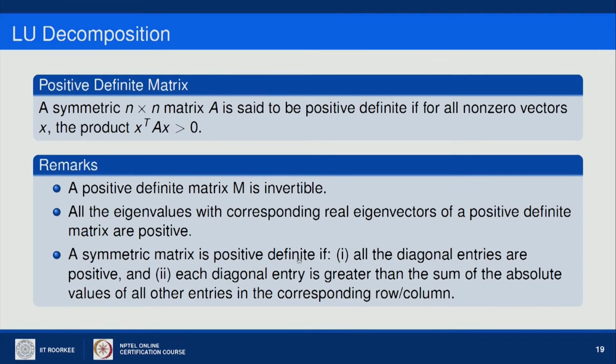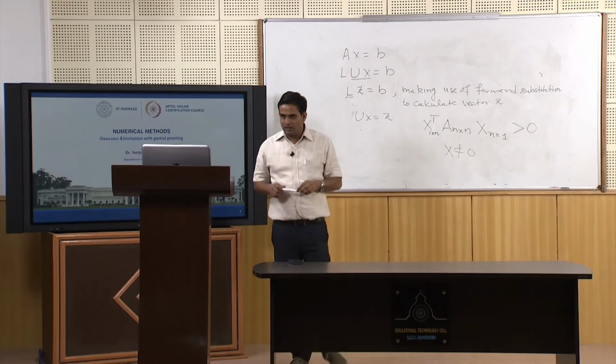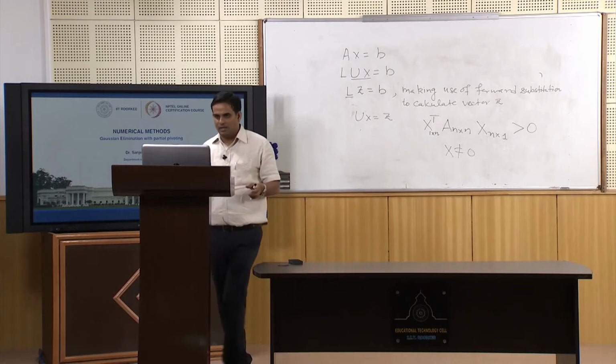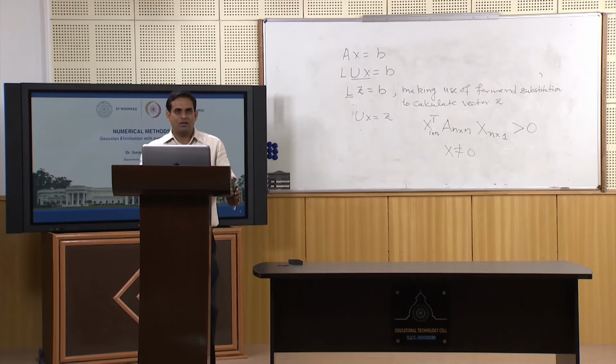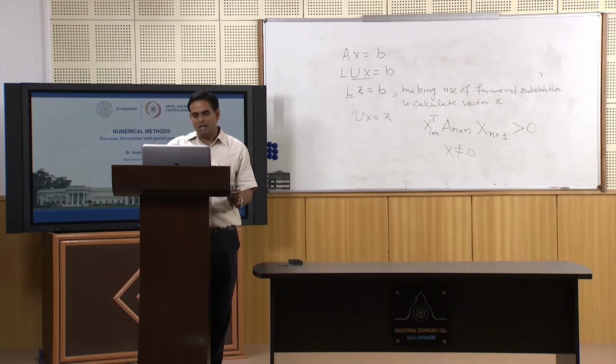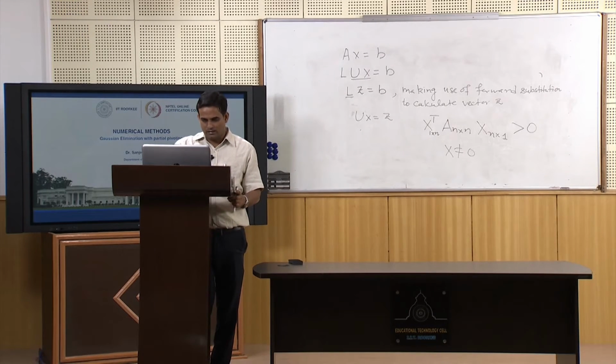A symmetric matrix is positive definite if all the diagonal entries are positive and each diagonal entry is greater than the sum of the absolute values of all other entries in the corresponding row and column. There is one more method for the symmetric matrix, if the coefficient matrix is symmetric, called the Cholesky method. Since the coefficient matrix is symmetric, we can write it as the product of L into L transpose. If L is a lower triangular matrix, L transpose will become an upper triangular matrix.